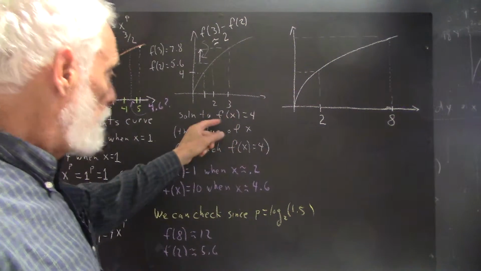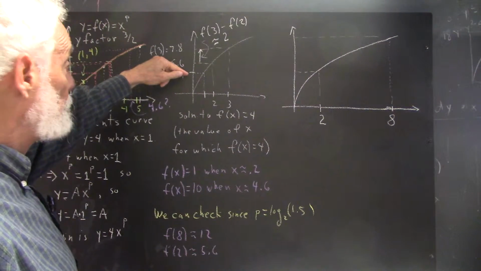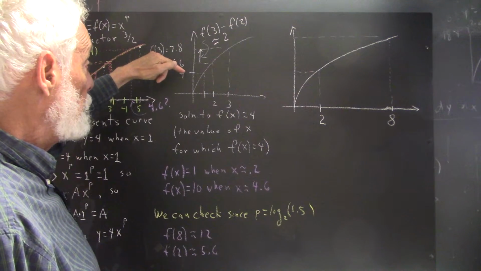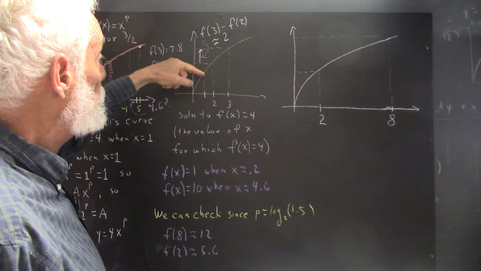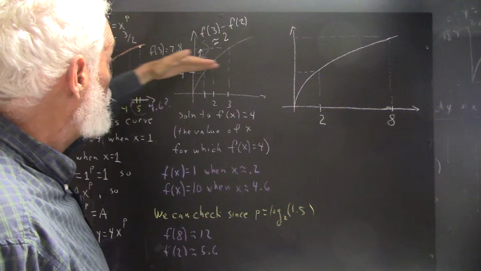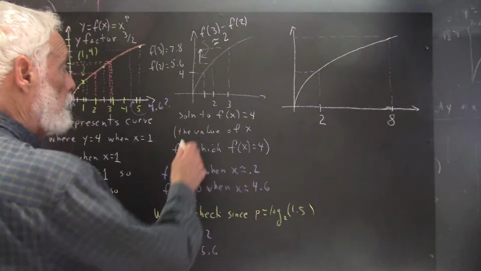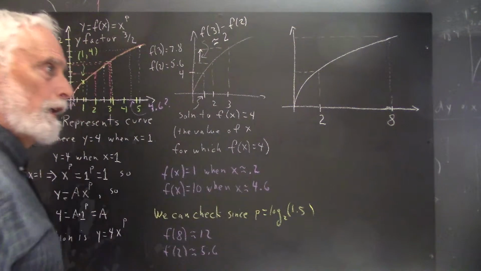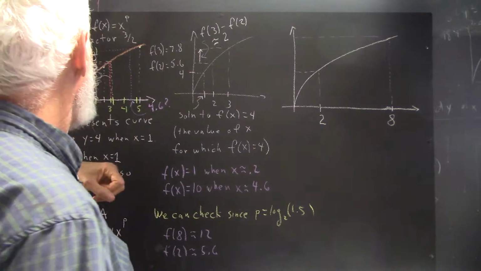Well, it's a value of x for which f of x equals 4. So let's see. Here's 4, and these are the values of f of x. So for what value of x is f of x equal to 4? Well, whatever value x has when it reaches this height. So we project over here and down to here, and right there is my solution to f of x equals 4. That x value.